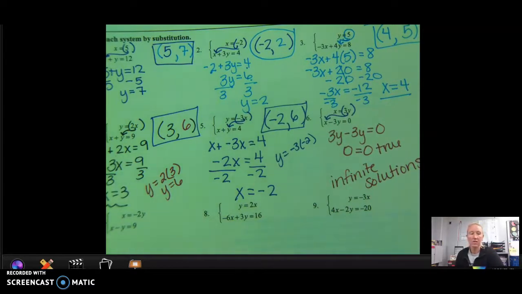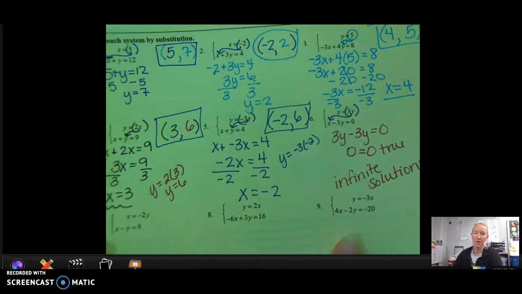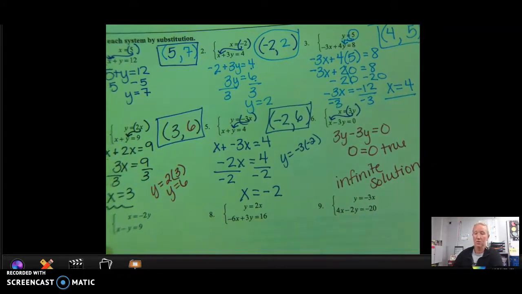What I want you to do is pause me and do 7, 8, and 9. I'm also going to pause and complete these problems. So I'm not going to be walking through all the steps, but I'll talk through them whenever I'm done. So go ahead and pause me and do that.